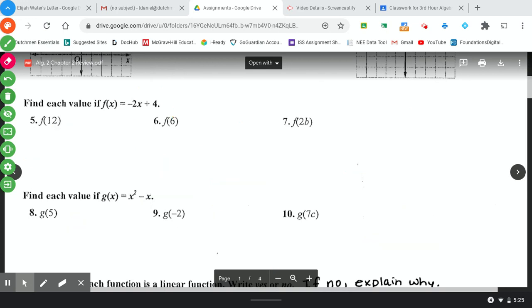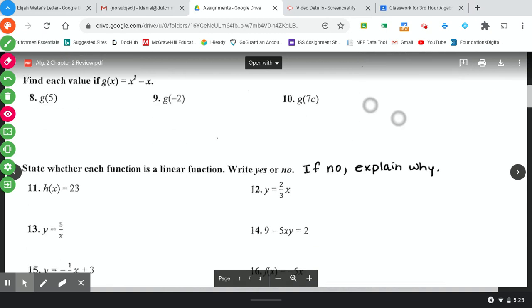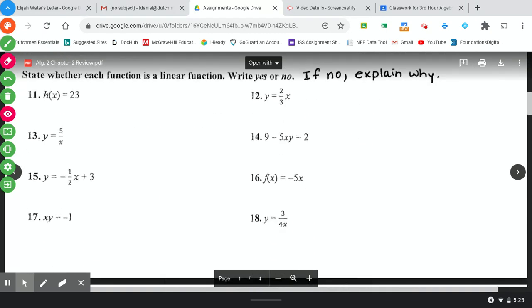All right. Now, moving on. State whether each function is linear or not.